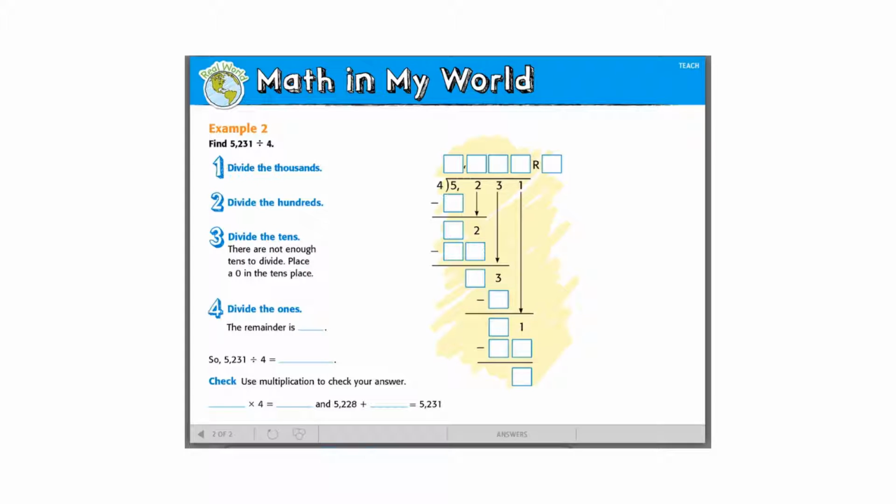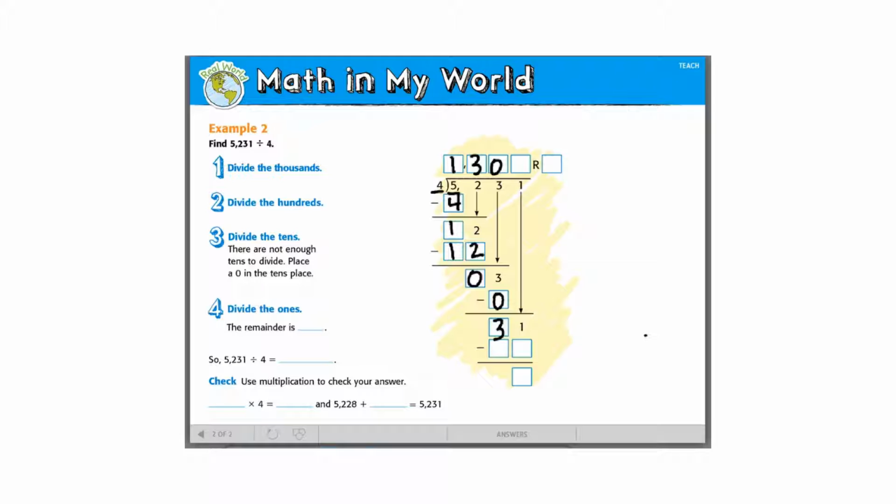Example number 2 is 5,231 divided by 4. So we'll start by dividing the thousands. This one has thousands. So 4 goes into 5 once. 1 times 4 is 4. When we subtract, we get 1. We're going to bring down the next number, which is a 2. 4 goes into 12 3 times. 3 times 4 is 12. Bring down the 3. 4 goes into 3 how many times? None. 0. So 0 goes up here.